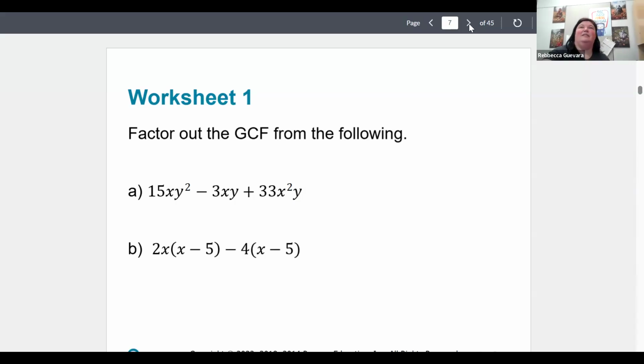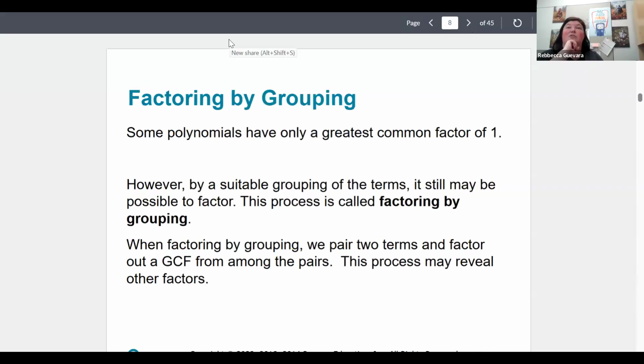All right, so this is going to lead us, like I said, into factoring by grouping. Some polynomials have only a greatest common factor of 1. However, by a suitable grouping of the terms, it may be possible to factor further. This process is called factoring by groups. So we'll see what this means here in a second.